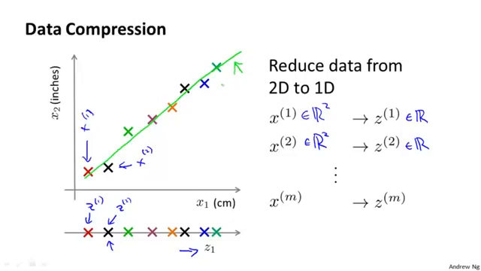And so what I can do is therefore use just one number to represent the location of each of my training examples after they've been projected onto that green line. So this is an approximation to the original training set because I have projected all of my training examples onto a line. But now I need to keep around only one number for each of my examples. And so this halves the memory requirement or the disk space requirement or what have you for how to store my data.